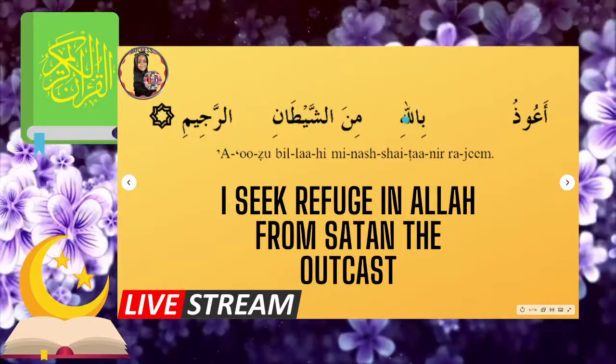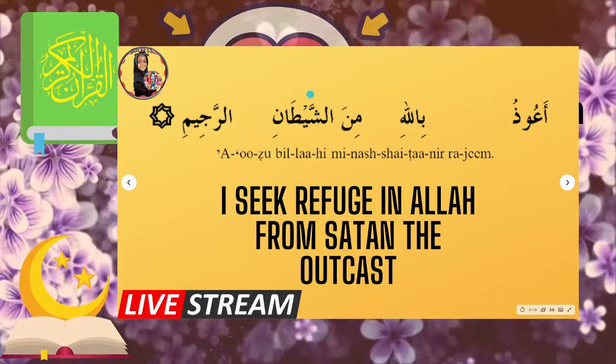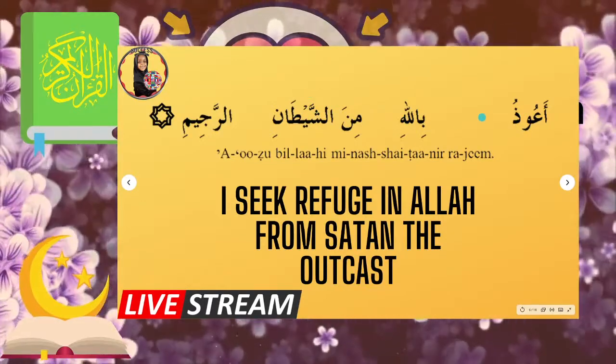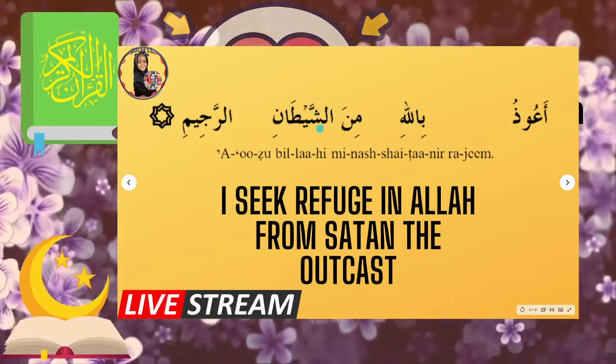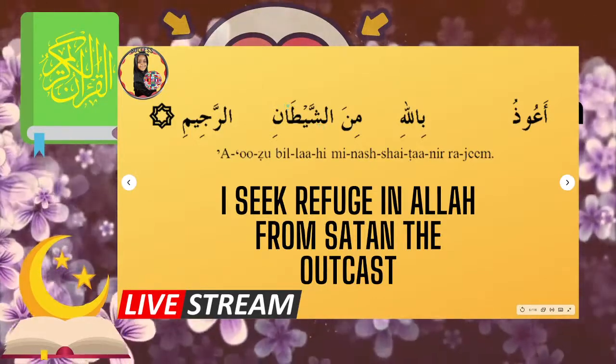A'udhu Billahi Minash Shay. A'udhu Billahi Minash Shaitanir Rajim. Mashallah.